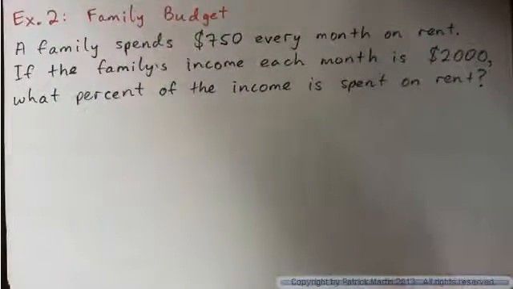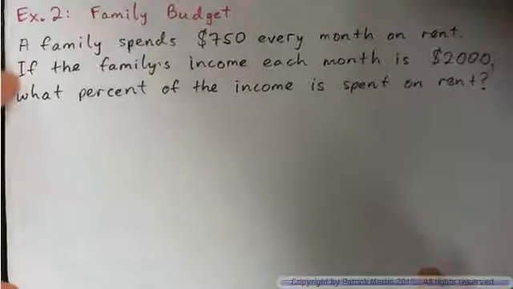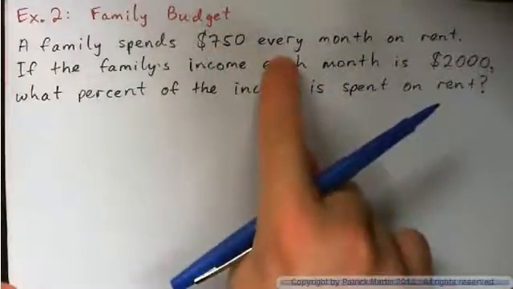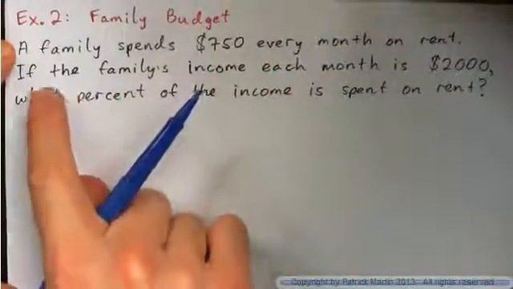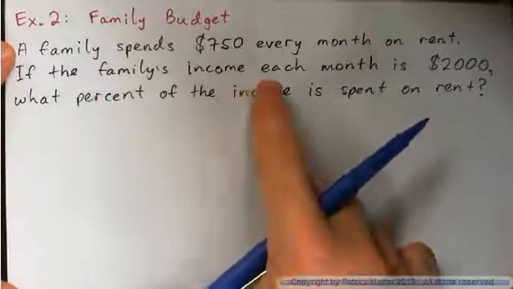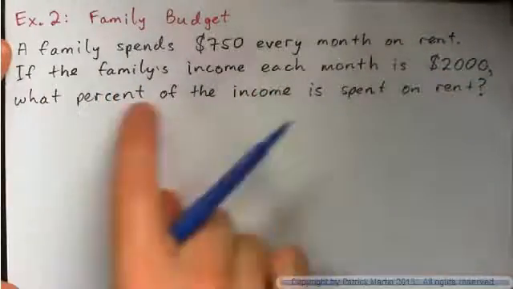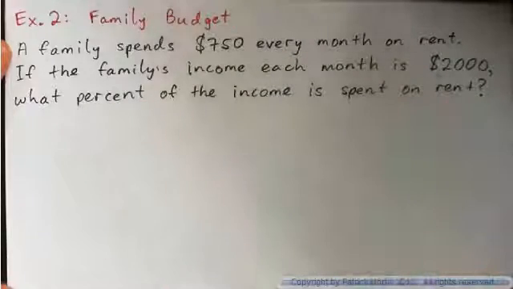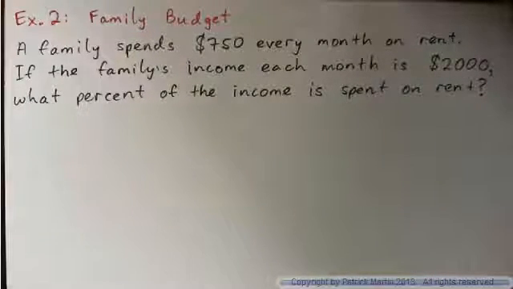Okay, example two, family budget. A family spends $750 every month on rent. If the family's income each month is $2,000, what percent of the income is spent on rent? Okay, so by all means, press pause and try it yourself and see what you come up with. Or you can write this whole thing out again, just to try and understand the problem better. If you write these things down, it'll help you understand what the problem is asking.